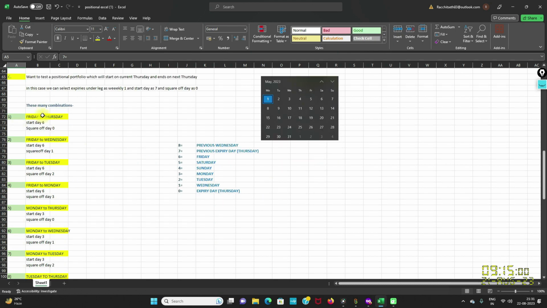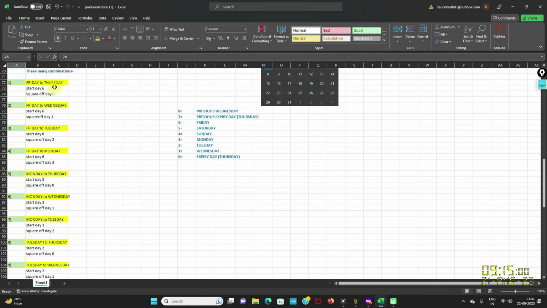Now, there are many combinations for Nifty and Bank Nifty. For example, suppose we want to start your positional portfolio on Friday till Thursday. So Friday we have assigned as 6 and you want to square it off on Thursday, which we have assigned as 0. So 6 and 0 will be the combination for a start day and a square off day.